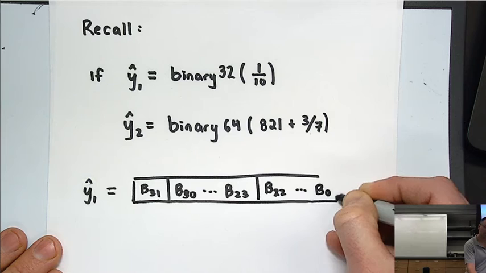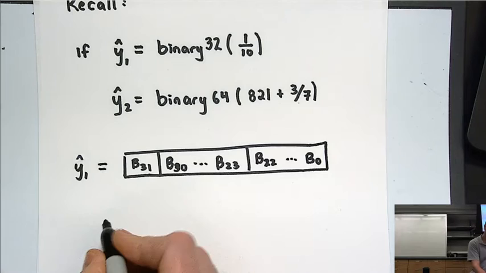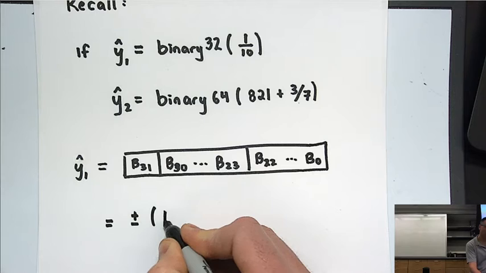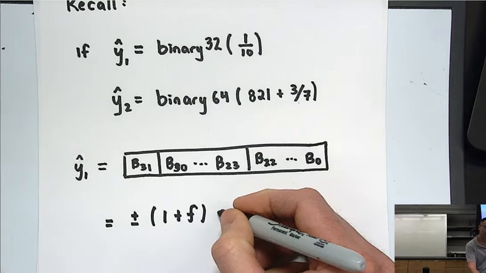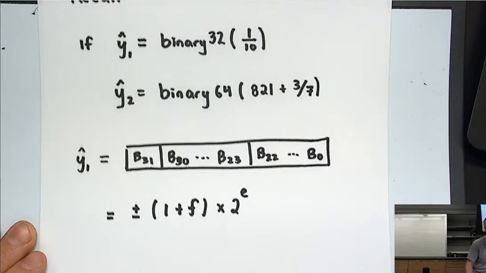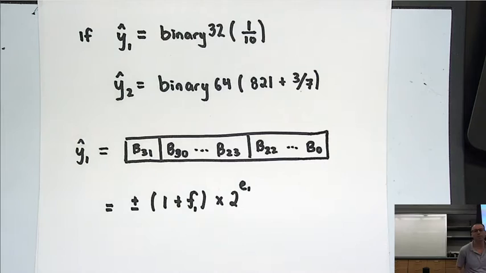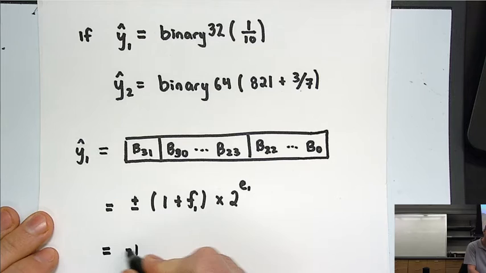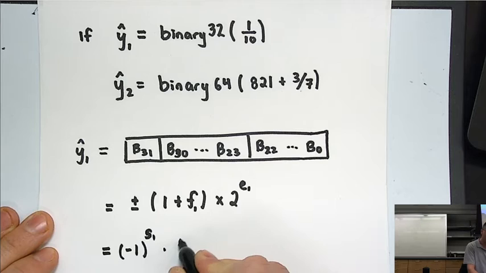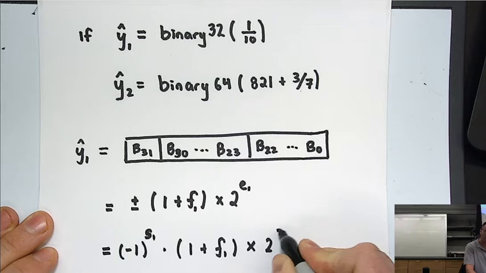All right. And then we also said that we could write this mathematically with a sign. In normalized numbers, we could write it as 1 plus the fractional part, which we call the significand, times 2 to the exponent value. In this case, I'm going to call this exponent 1 and fraction 1 because we have two different values there. And we could write this as negative 1 to the sign bit times 1 plus the fractional component, times 2 to the exponent 1.